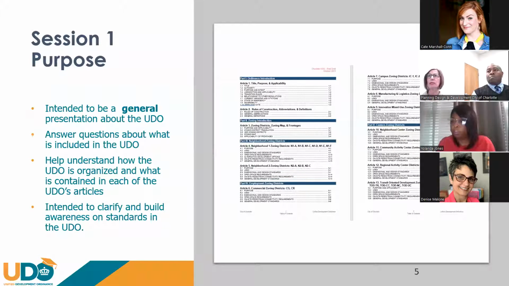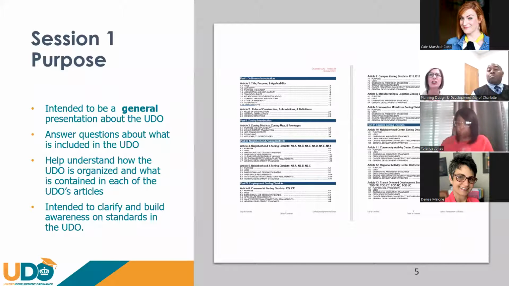So what's our purpose today? Our purpose today is to have a general presentation, a general introduction to the UDO. We don't want to make assumptions. When Solomon and I looked at the list, we saw a lot of you who probably know this even better than Solomon and myself at this point, but we also know there are a lot of folks in there who don't even know what a UDO is, what a UDO stands for, or what's contained in it.